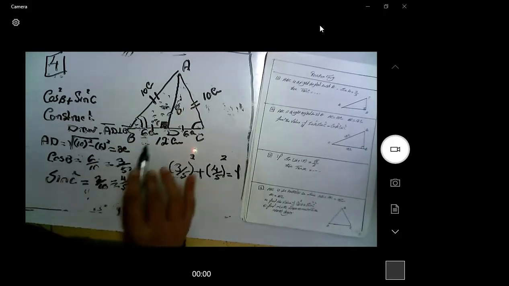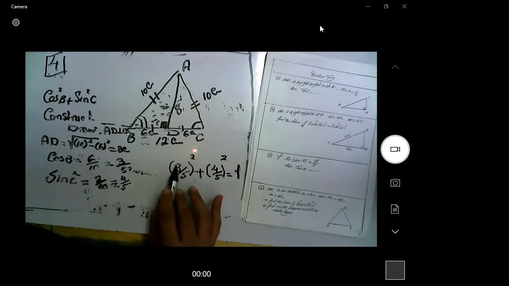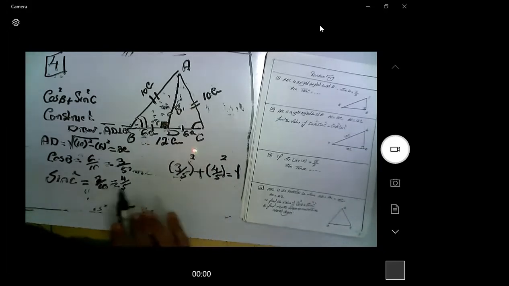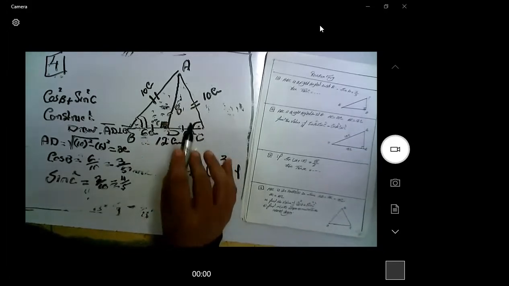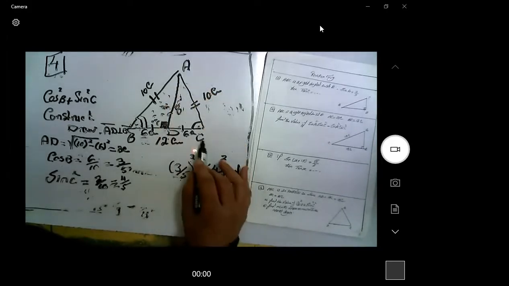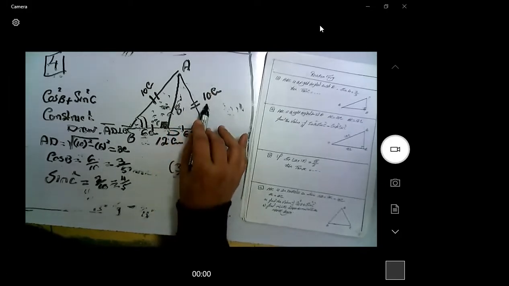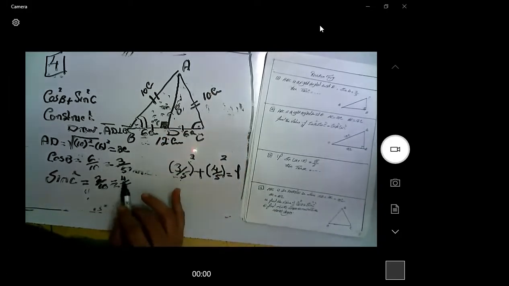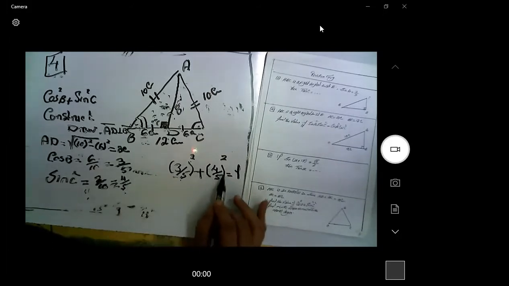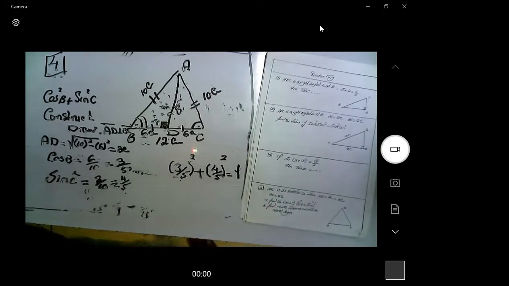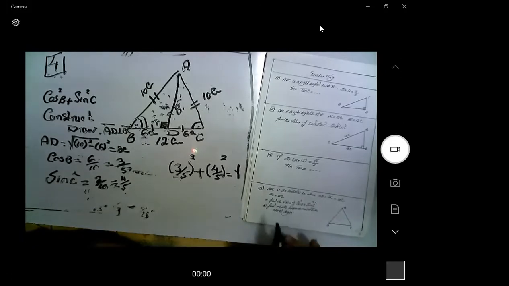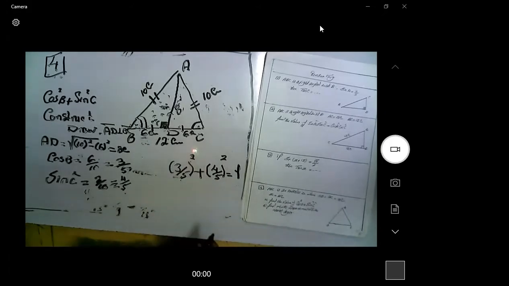Cosine angle B, you can get it from triangle ADB. Cosine B equals adjacent over hypotenuse, all to the power 2, 3 over 5, all power 2. Sine angle C, you can get it in triangle ADC. Sine angle C equals opposite over hypotenuse, 8/10, which is 4/5, all to the power 2, then the result equals 1.